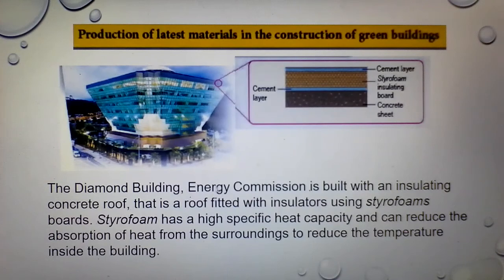The Diamond Building of the Energy Commission is built with an insulating concrete roof. That is, the roof is fitted with insulators using styrofoam boards. Styrofoam has a high specific heat capacity and can reduce absorption of heat from the surroundings to reduce the temperature inside the building. So the inside of the building is kept from being so hot. Then they can reduce the usage of aircon or fans, for example. Thus they can reduce energy from being lost like that. So you can discuss more, or find more information on green buildings.